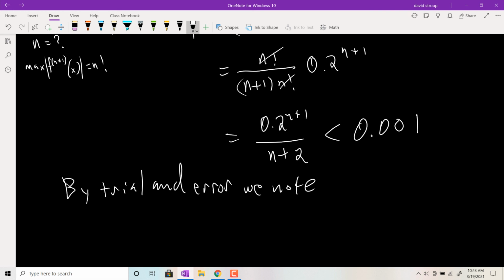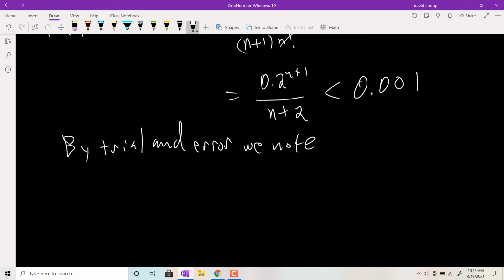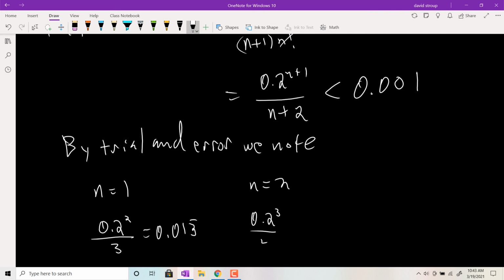Okay, so by trial and error, we notice the following then. So start with n equals 1, and an nth degree polynomial. So we have 0.2 to the 2 power all over 3. Okay, so what is that? 0.2 to the second power divided by 3 is 0.013 repeating. That's not good enough, right? So you try n equals 2. So you get 0.2 cubed all over 4. That'll be 0.002, close, but not close enough.